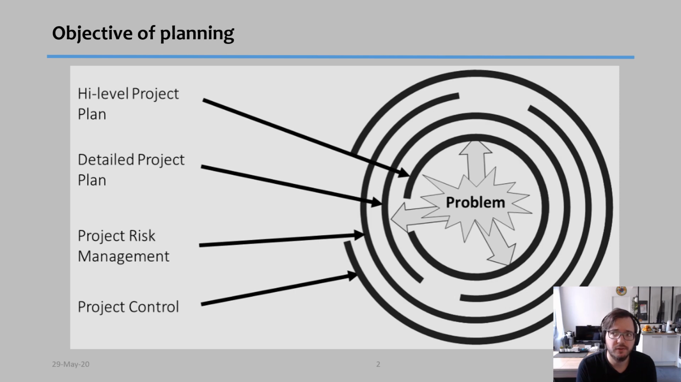In terms of planning, the four major tools we have in project management is high-level project plan, detailed project plan, project risk management, and project control. These are all planning tools and control tools that allow us to better manage our project.